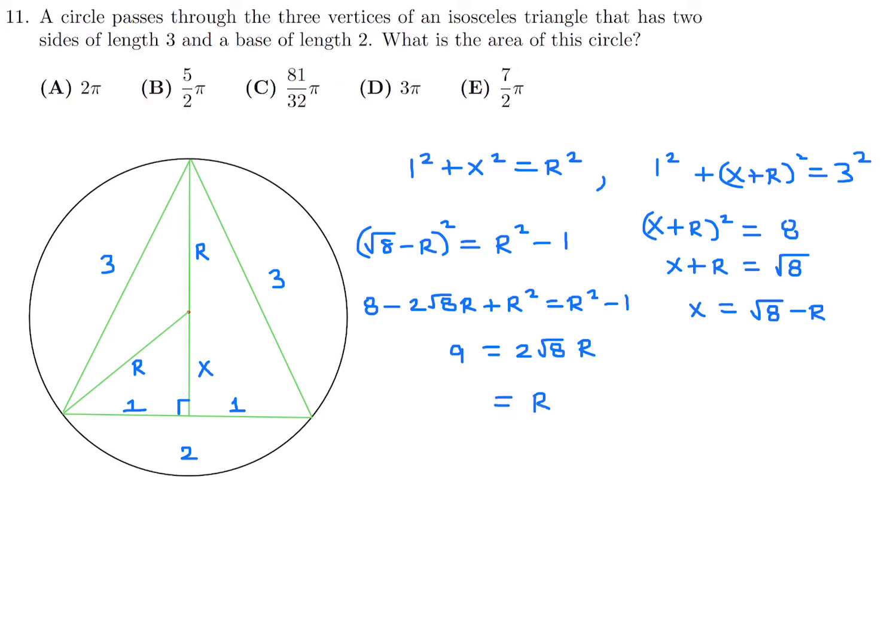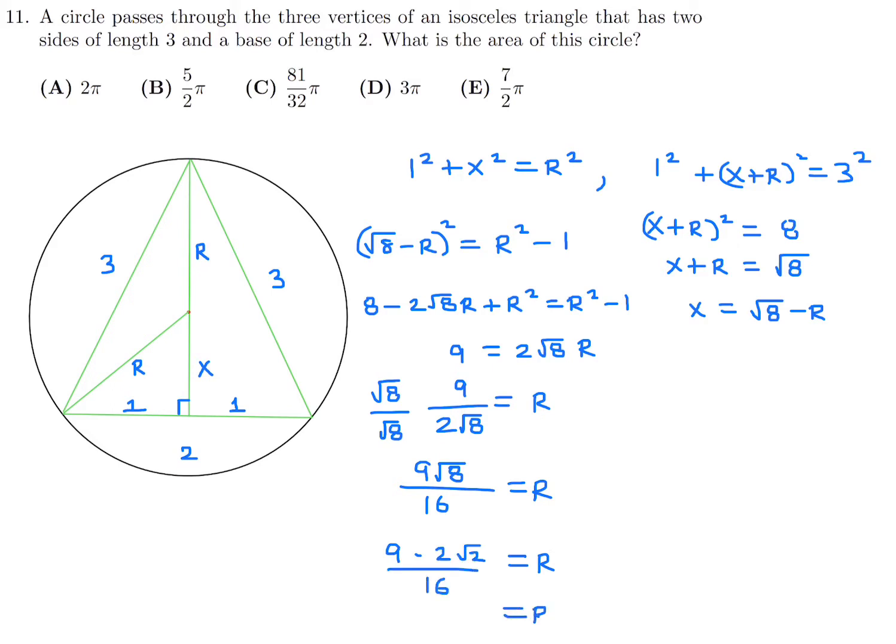And this looks like r is 9 over 2 root 8. Rationalize the denominator, multiply top and bottom by root 8, and this will give you 9 root 8 over 8 times 2, which is 16. And I think that root 8, you can break that into 2 root 2. So that becomes 9 times 2 root 2 over 16. And finally, in lowest terms, it would be 9 root 2 over 8.